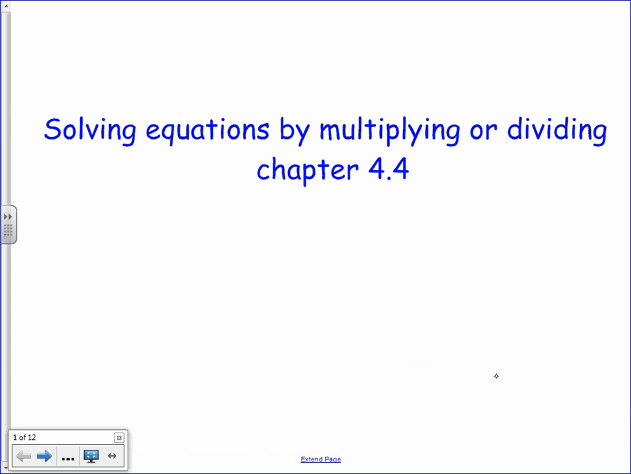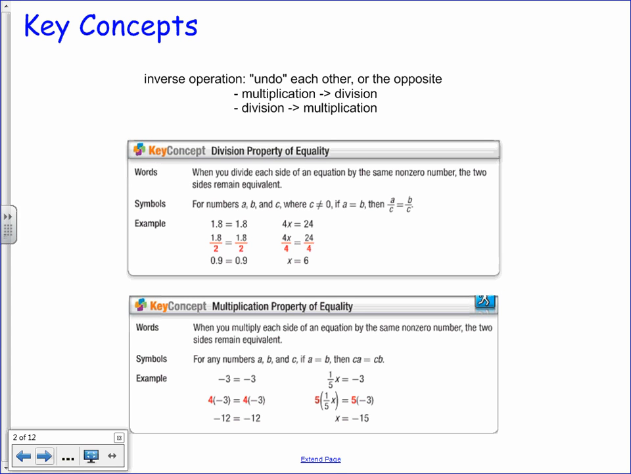Alright, on our last video we talked about solving equations by adding or subtracting. Today we're going to be solving equations by multiplying or dividing. This is chapter 4.4. Here's our couple of key concepts for the day. Go ahead and get these copied into your notes and then replay me when you're ready for the explanation.